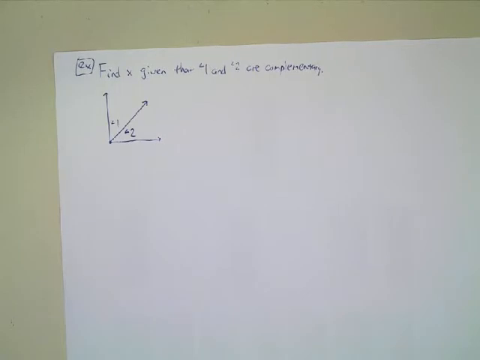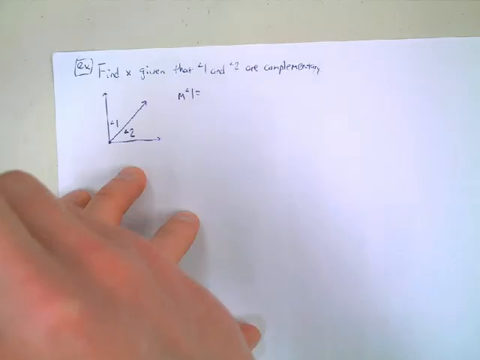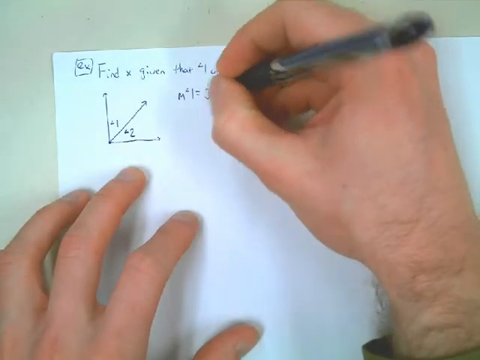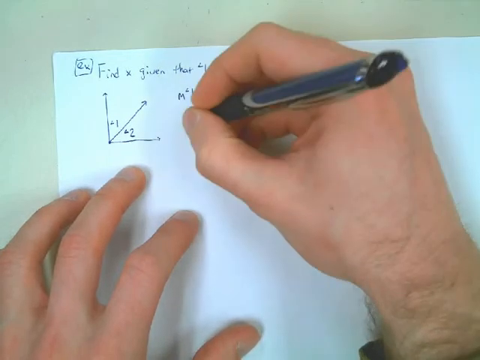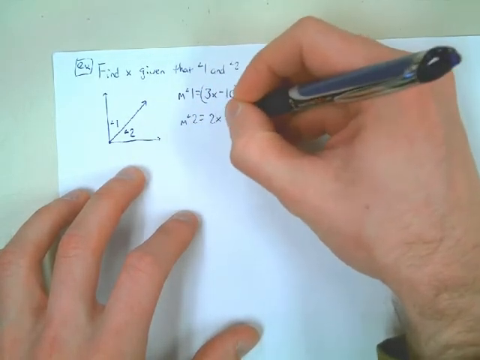All right, and let me give you guys some measures here. Let's say that the measure of angle 1 is 3x minus 10, okay, degrees. And also the measure of angle 2 is 2x plus 20, again, degrees. All right, so now we're throwing in some algebra.